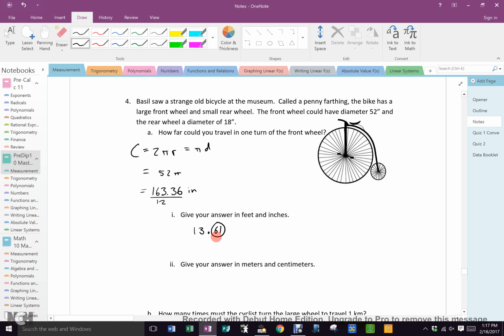That's not inches, is it? What do I got to do with 0.61? Times or divide by 12? Times. So it's 13 feet and how many inches? 0.61 times 12 to get, should be about 7 inches. 13 feet, 7 inches. Now I need that in meters and centimeters. How do I do that?